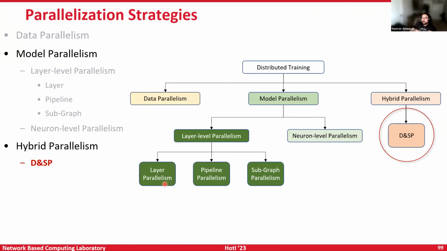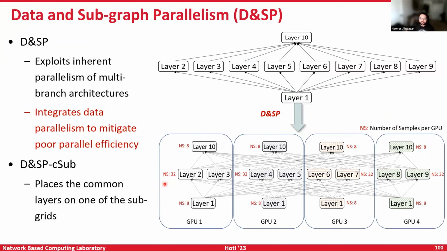Okay, so under hybrid parallelism, we have other solutions. One of them is called data and subgraph parallelism. So you remember we talked about this. We said this architecture can be found in transformers. So one way to address this issue is to basically combine data parallelism with the subgraph parallelism by distributing layer 1 across the different machines. Previously, we had it on one GPU. Now we're gonna spread it on 4 GPUs, and then we're gonna give each GPU different samples. So here, NS is 8, the number of samples on each GPU. So we're doing data parallelism on these layers.